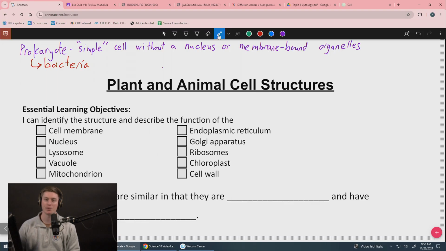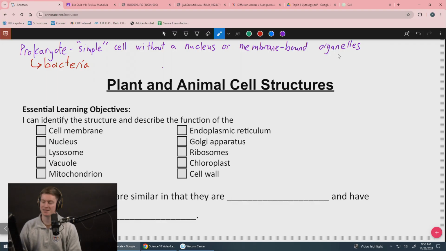The note that I want you to write on the top of the page here is a definition for something called a prokaryote. A prokaryote is, in quotes, a simple cell without a nucleus or membrane-bound organelles. The reason why I put simple in quotation marks is because many prokaryotes are actually quite complicated, but prokaryotes are mainly single-celled organisms like bacteria. They don't have a nucleus, they don't have membrane-bound organelles.